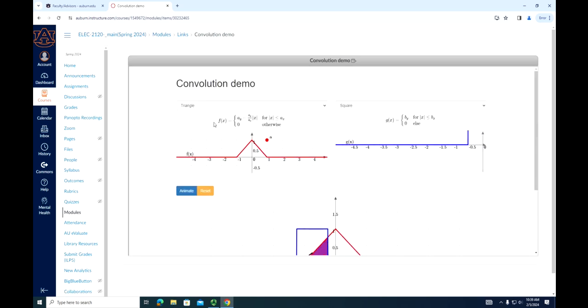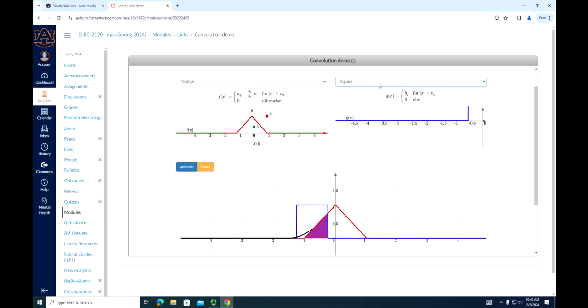So here we have x of t and h of t. Even though they are called f and g, assume the first one is x of t and the second one is h of t. Now we need to do a convolution. Let's assume h of t is, for example, a square. And x of t is fixed, like this one. Okay?